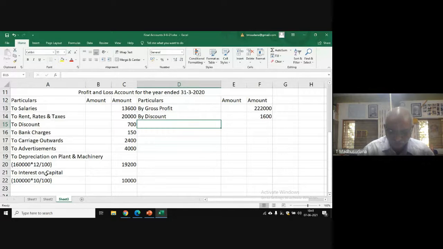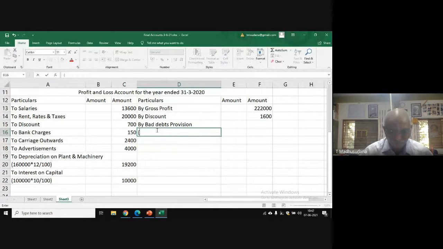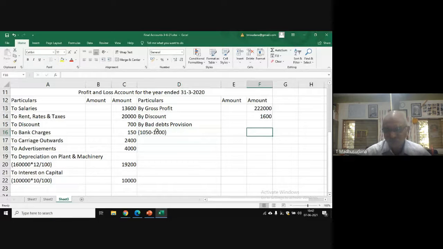So, by bad debts provision. For your clarification, you can write down now 1,050 minus 1,000. It is 50 rupees. Okay. So these are the items that appear on the credit side of the profit and loss account.